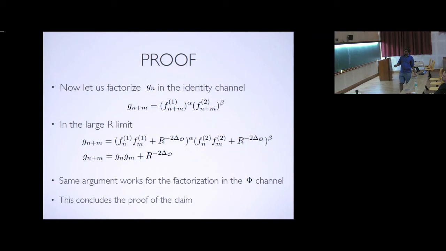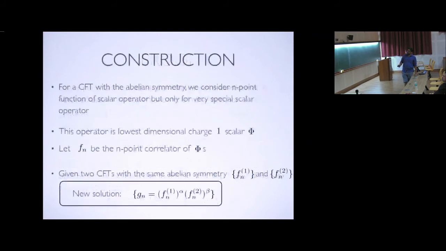And that's how it is. One shows that this set of endpoint functions Gn is consistent under factorization into itself. And from the arguments that I made earlier, this would also give you a consistent set of 3-point functions, which will solve all the crossing equations.